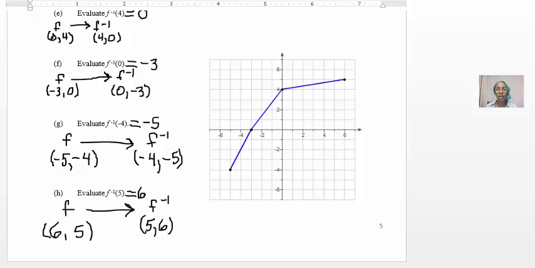All right, and so those are the key components, including the intro video, of inverse functions for section 2.7.